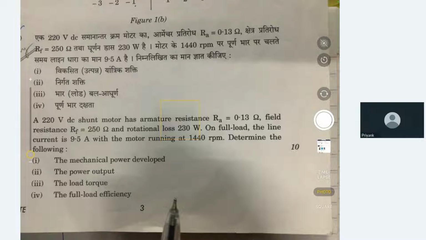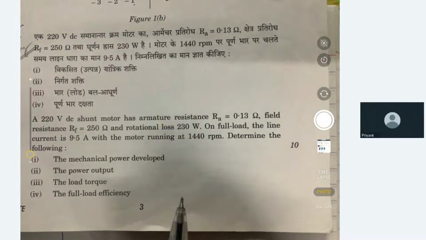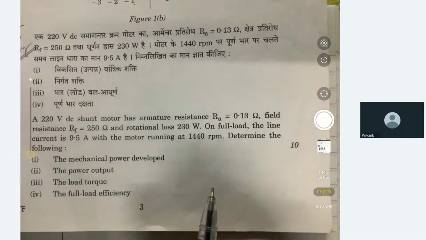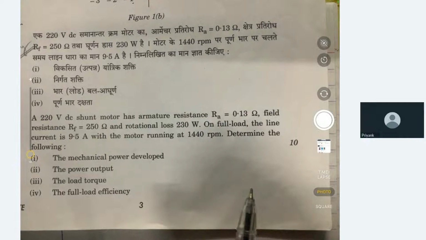Now coming to question 1C. A DC shunt motor is given with an armature resistance of 0.13 ohm, field resistance of 250 ohm, and rotational loss of 230 watt. On full load, the line current is 9.5 ampere and the motor is running at 1440 RPM. They are asking us to determine the mechanical power developed.